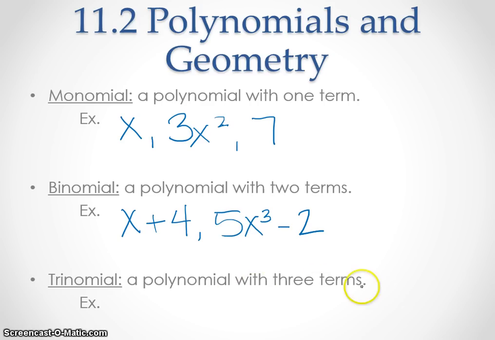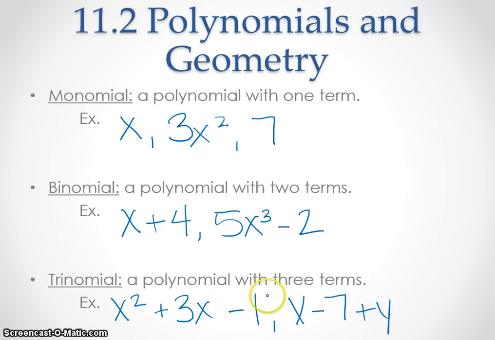Trinomial is a polynomial with three terms. So you would just add another term on. So for example, you would have x squared plus 3x minus 1. Or you could have x plus or minus 7 plus y. Whatever you have, it has to have three terms, separated again by either a plus or a minus.